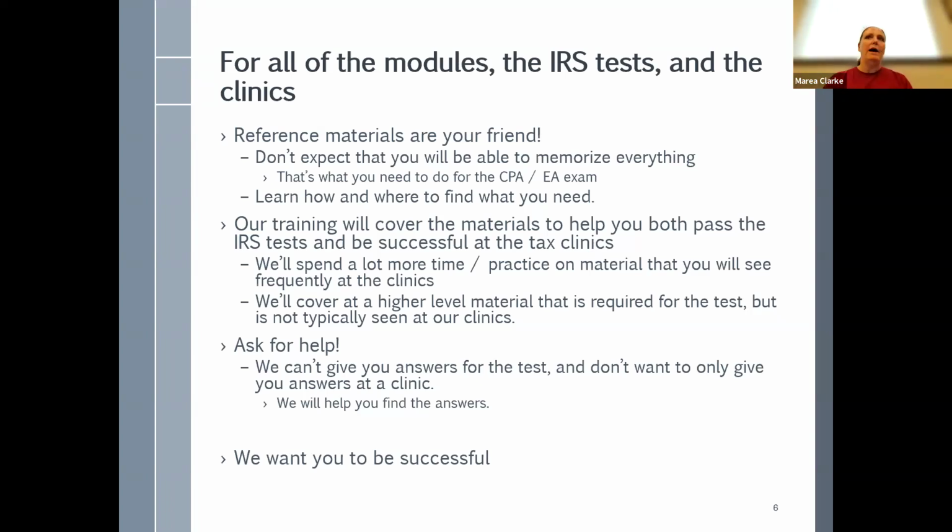We will cover that at a higher level because that's required for the test. We want to make sure that you know how to find that information if needed. But if it's not seen in our clinics a lot, we will typically not spend an extensive amount of time practicing it.